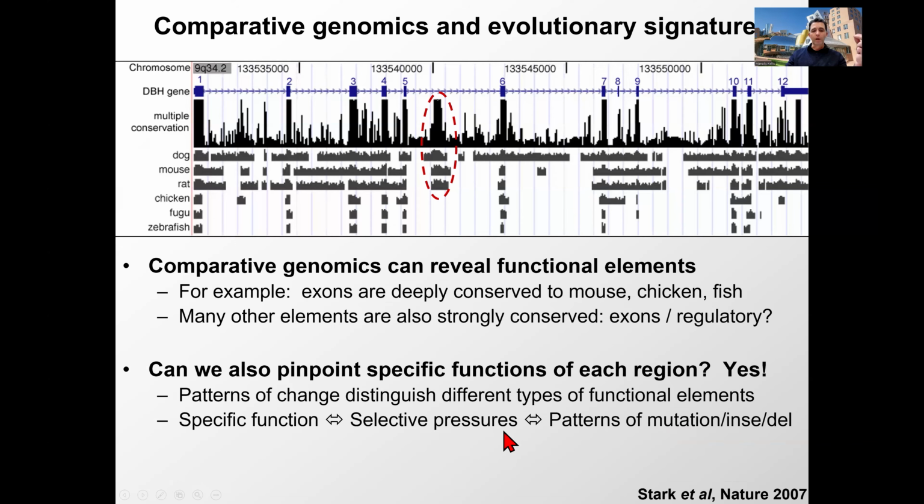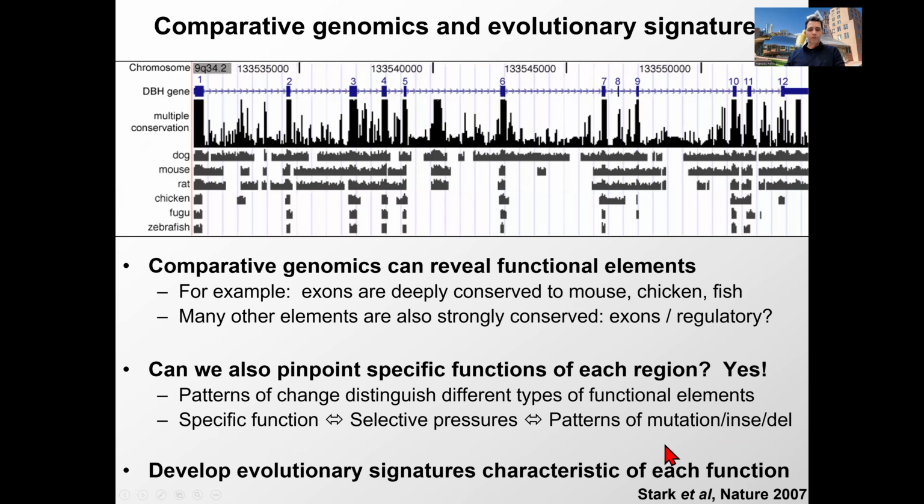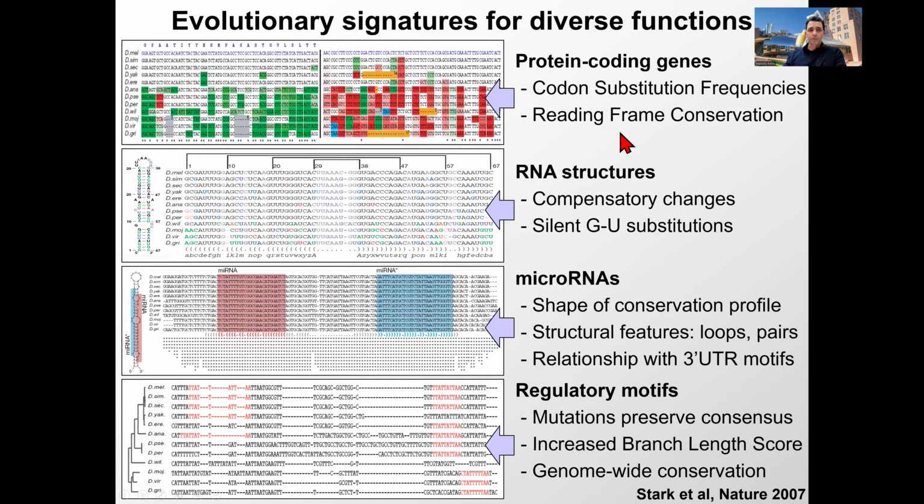Okay? Based on where the function is, the pressure is acting at the function. It doesn't care about the primary sequence. It's not blindly copying every letter. It is preserving the exact sequence of those letters that matter. And if the exact sequence doesn't matter, it will preserve whatever translates to the same function. So the question is, can we develop evolutionary signatures that are characteristic to each type of function?